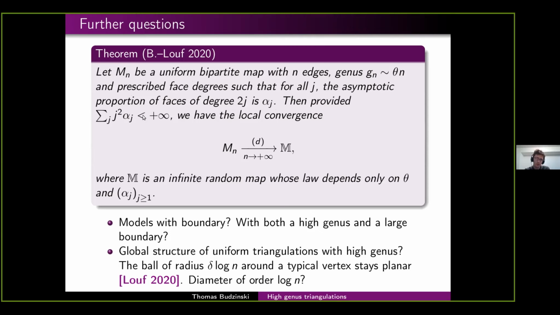We need an assumption that the degrees of the faces do not have a too heavy tail. So basically this is a second moment, a finite second moment assumption. And under this assumption, we have again a local convergence result. Uniform maps with prescribed face degrees converge to an infinite random map of the plane, whose law depends only on the distribution of the face degrees and this theta, which describes again the negative curvature.